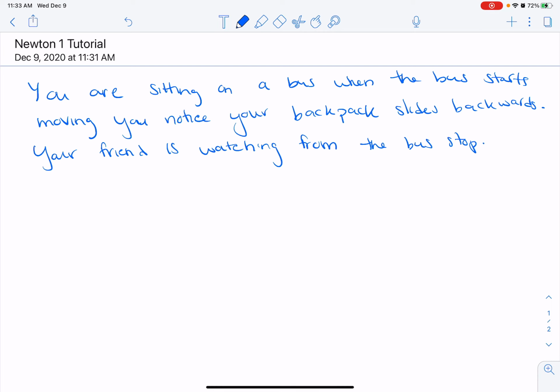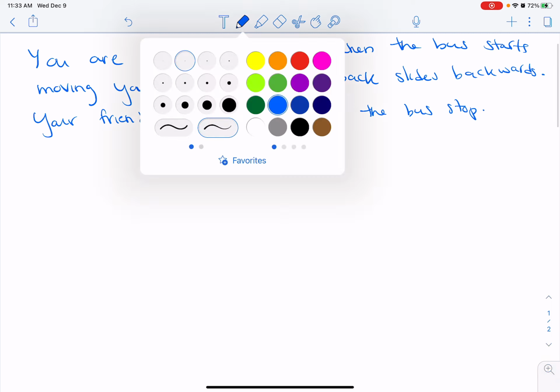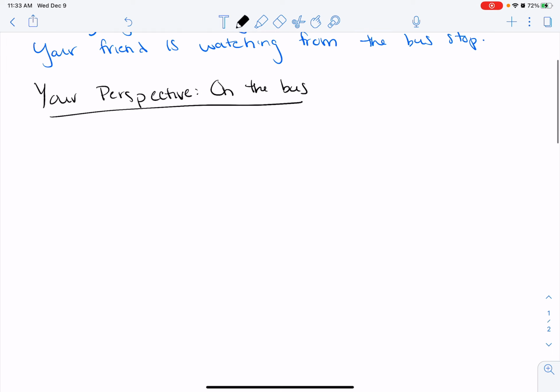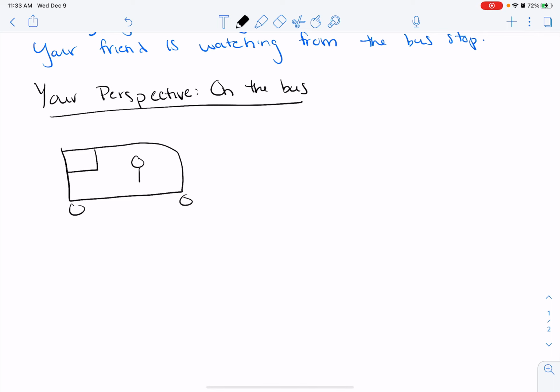Okay, so let's think about this scenario of what's happening to that backpack from two perspectives. We're going to look at it from your perspective on the bus and from your friend's perspective outside of the bus. So let's start with your perspective on the bus. Okay, so if you are on the bus, here's the bus, here's you. And it looks like to you, all of a sudden, your backpack slides towards you, right?